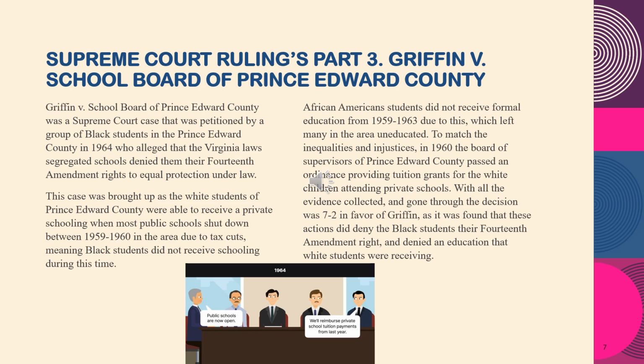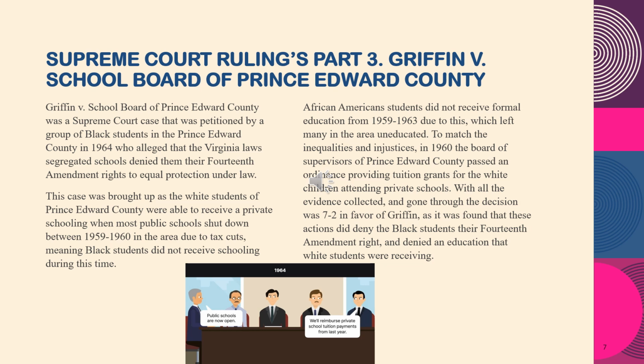For the third and final Supreme Court ruling, I decided to go over Griffin versus School Board of Prince Edward County. Griffin versus School Board of Prince Edward County was a Supreme Court case that was petitioned by a group of Black students in Prince Edward County in 1964 who alleged that the Virginia laws segregated schools, denied them their 14th Amendment rights to equal protection under law.